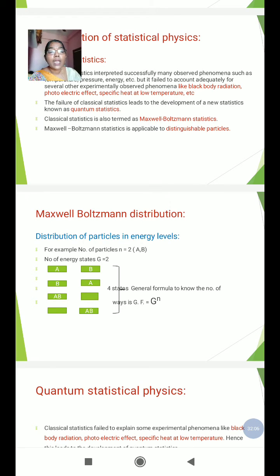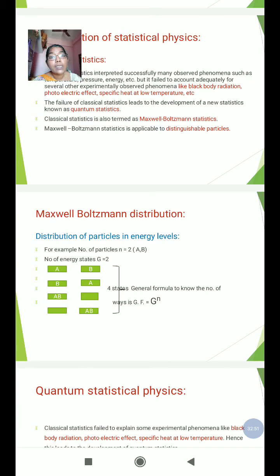Already I told that classical statistics is applicable for distinguishable particles. It is applicable for macroscopic bodies, meaning distinguishable particles. So how are the distinguishable particles arranged in the energy states? How many ways are there to distribute the particles in the energy states? For example, let us take the number of particles as 2, so n is equal to 2.